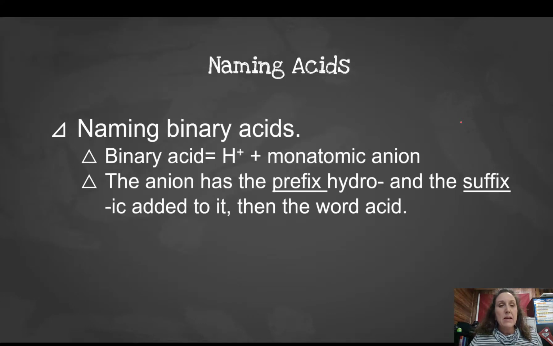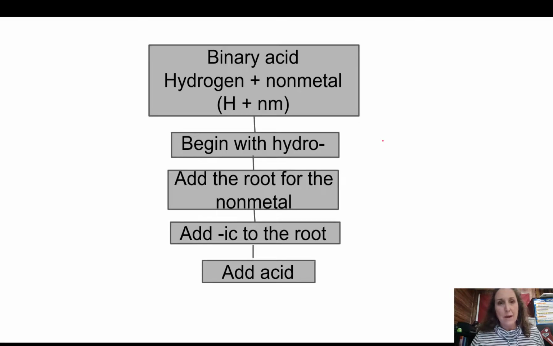Naming acids. Naming binary acids. So a binary acid is a hydrogen plus a monoatomic anion, so one element, which means a negative charge. So it is a hydrogen plus one element, not more than one other element, that has a negative charge. It's going to be further on the right-hand side of your periodic table. The anion has the prefix hydro and the suffix IC, and then you add the word acid. So it sounds complicated, but I promise it's not.